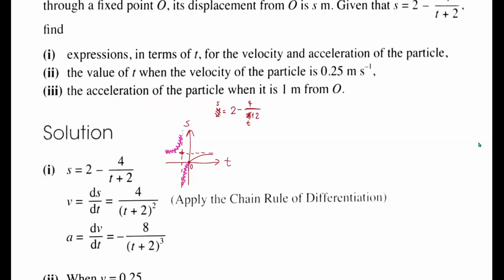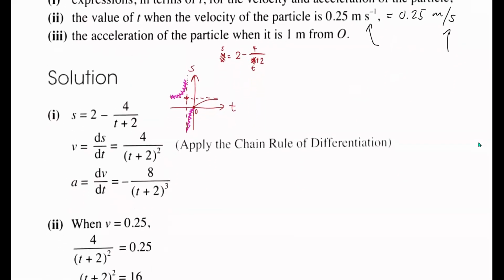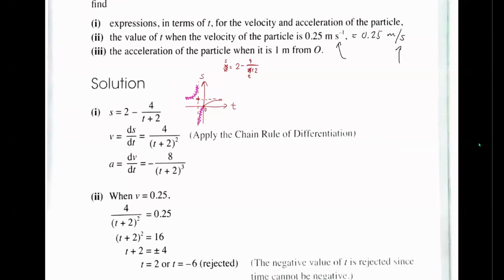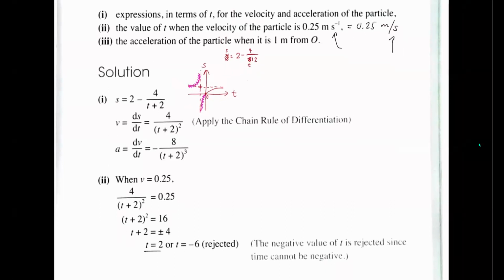Now for part 2, the value of t when the velocity of the particle they tell you is 0.25 m s^-1. This is the same as 0.25 meter per second. You know this notation, right? Okay, good. So what you need to do is to just substitute v equals 0.25. From there, you solve for t. Simple, right? But just make sure you reject the negative one because t is positive, cannot have negative value.